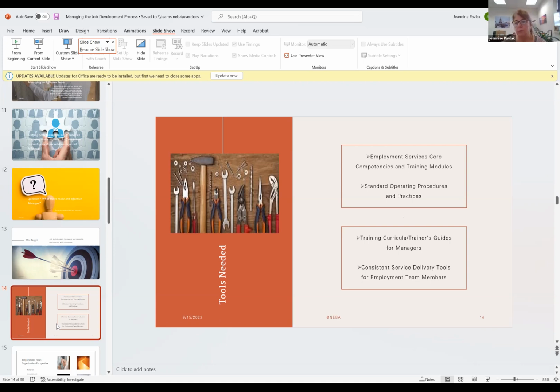Standard operating procedures and practices, obviously, and consistent service delivery tools for employment team members. So without those things and without your managers and supervisors really understanding those and making sure that they're delivering that information appropriately and effectively to their staff, that's where we need to be focusing our time and efforts. Anything else on that?